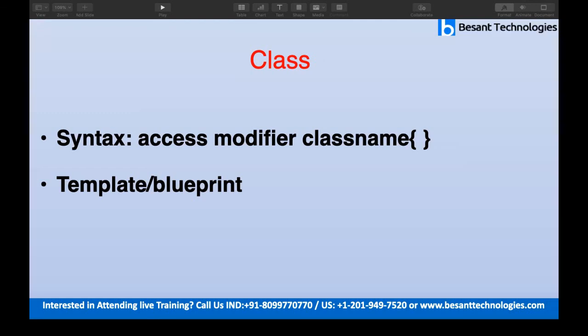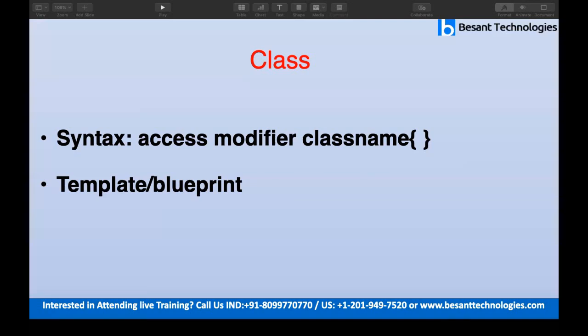So what is this class actually? A class is a template or blueprint from which objects will be created. It's like a logical entity. It is not physical. And what will the class have? It will have methods, variables, constructors, loops, and interfaces. It will have all these things.